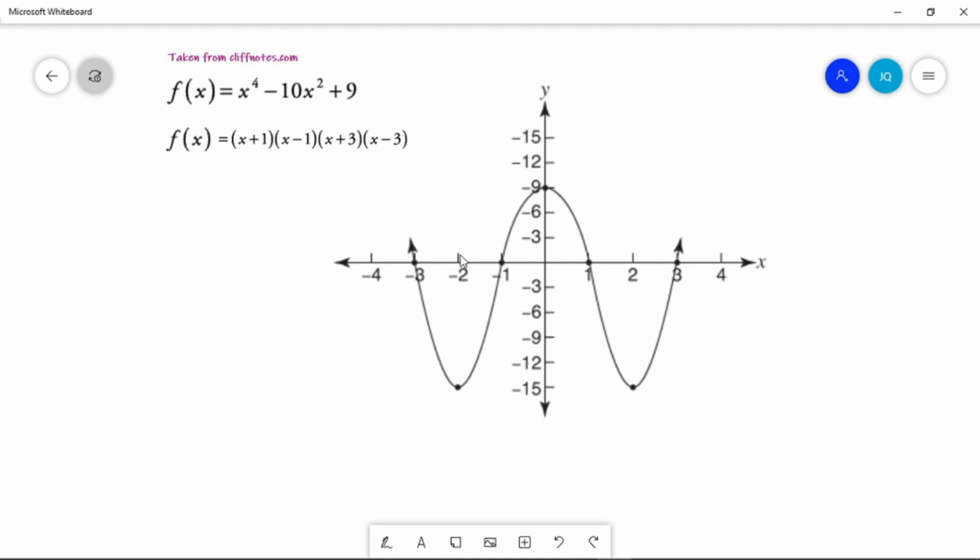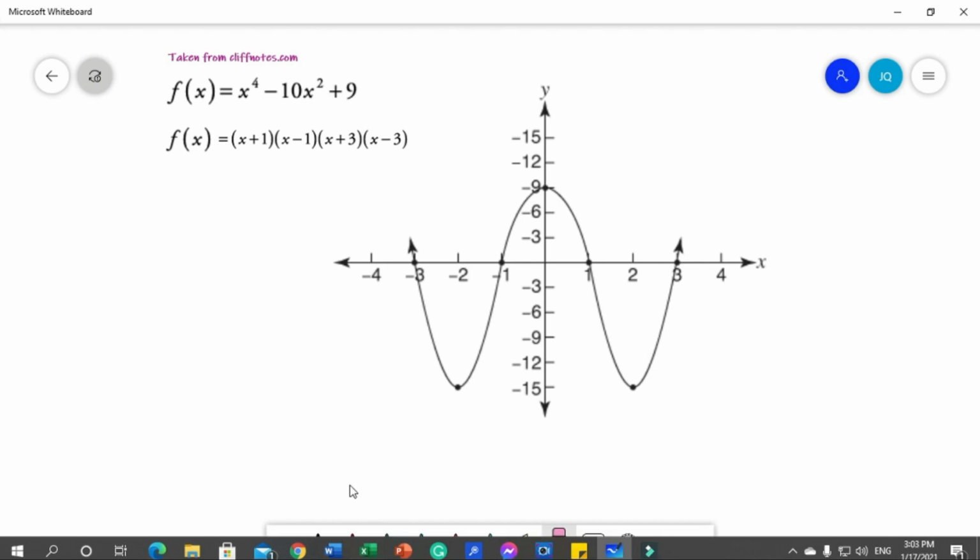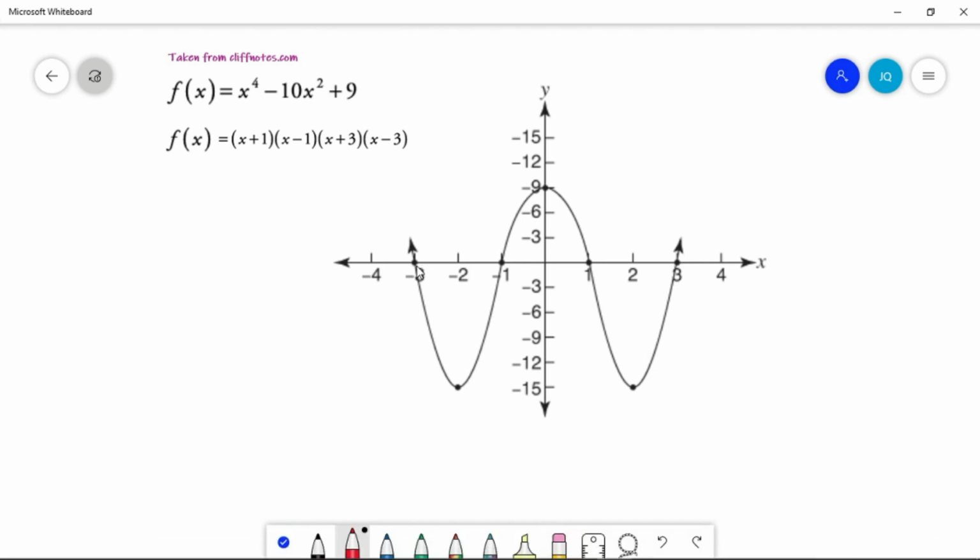So let's try to connect the polynomial function and its graph. First, as we have observed, we have here some points. This one, this one, this one, this one, and this one, and this one, and this one. Why do you think they are emphasized? Because they would tell us some important parts of the graph.